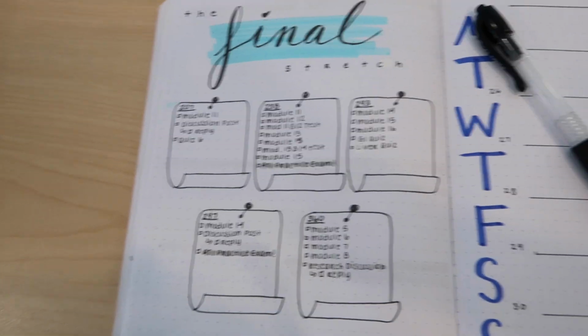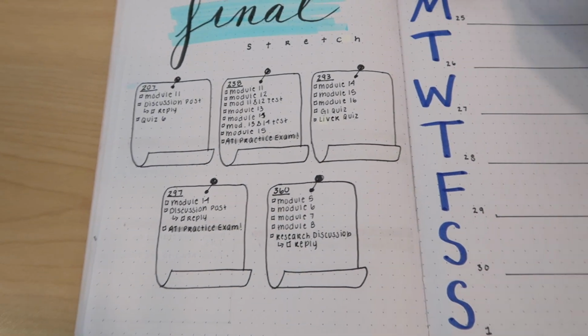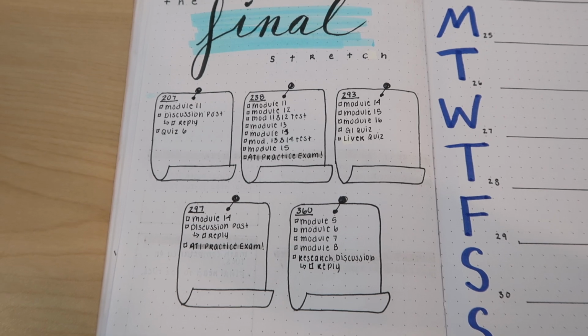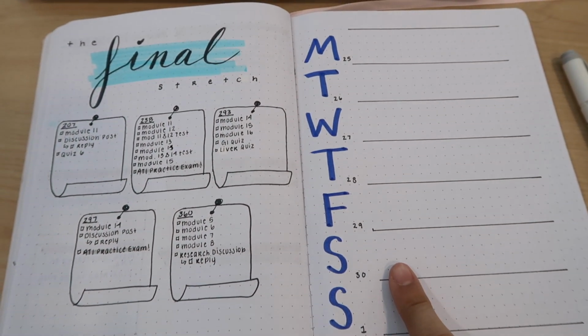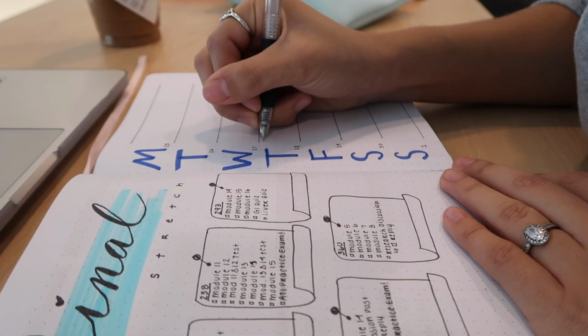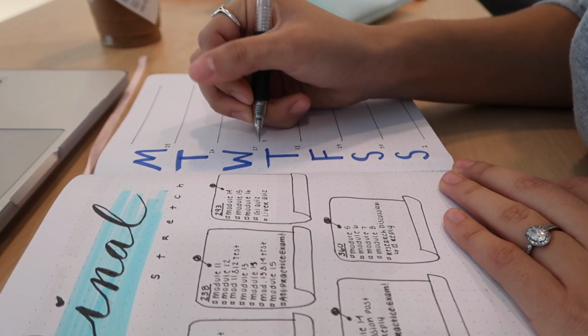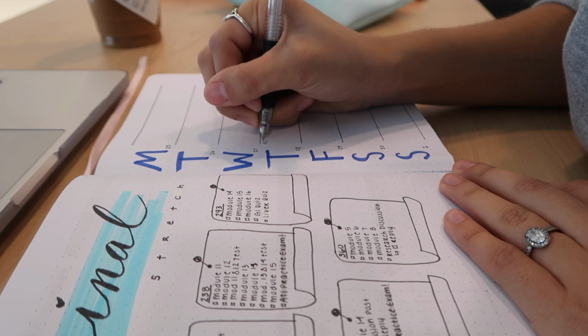Alright, so this is all of my homework that I have left. Just so you guys know, modules include readings and lectures. Sometimes there's little videos I need to watch, but for the sake of space, I just wrote the module. So I wrote down everything that I had to do, all of my tasks for every single class that I have left for the semester.